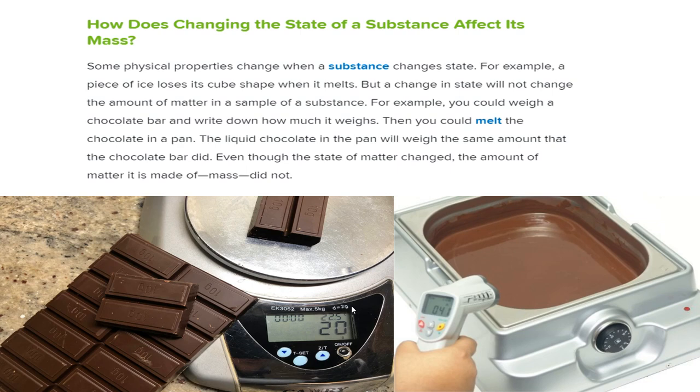Anyway, some physical properties change when a substance changes state. For example, a piece of ice loses its cube shape when it melts, but a change in state would not change the amount of matter in a sample of a substance. Remember, weight and mass is not the same thing. Mass is mass is mass. Whatever mass is in this chocolate bar, it says it has 10 grams.